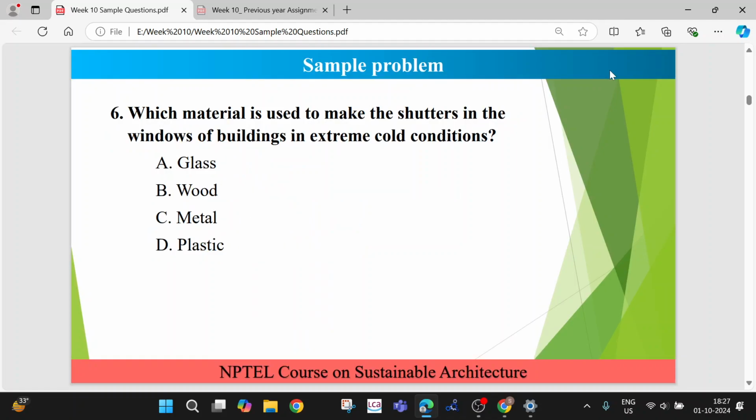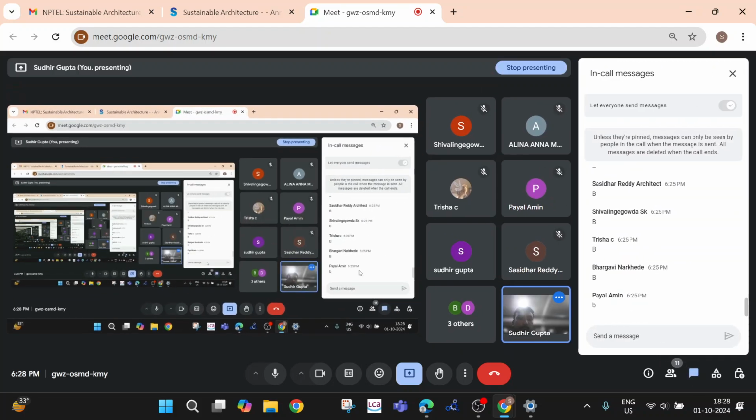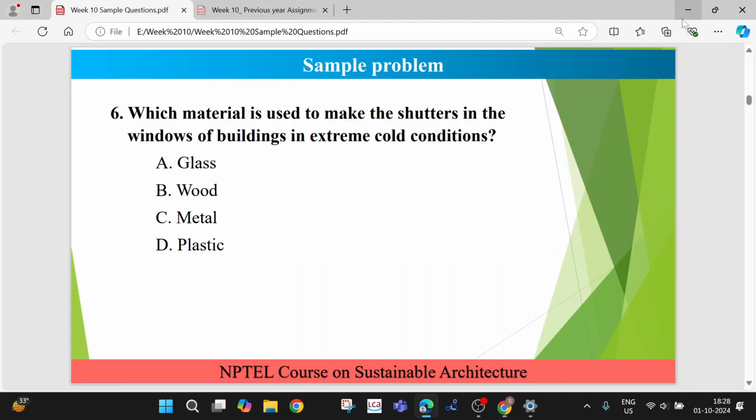Which material is used to make the shutters in the windows of a building in extreme cold climate conditions? Out of the four options, glass, wood, metal, and plastic, which you would prefer, or which has been preferred in the cold climate condition, it has been marked. So you can take the example of houses of Ladakh or Leh. B. So all of you have answered it correctly.